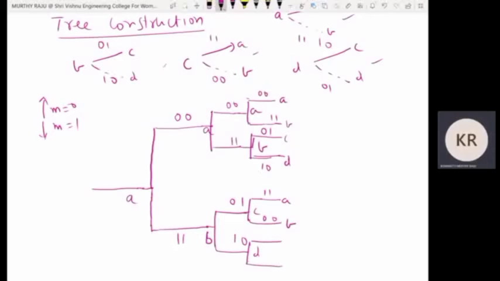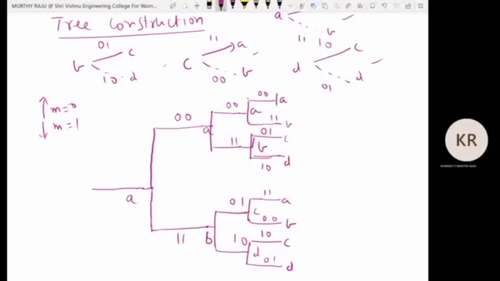Again for D, two possibilities are there. D to C is 1 0. D to D is 0 1.